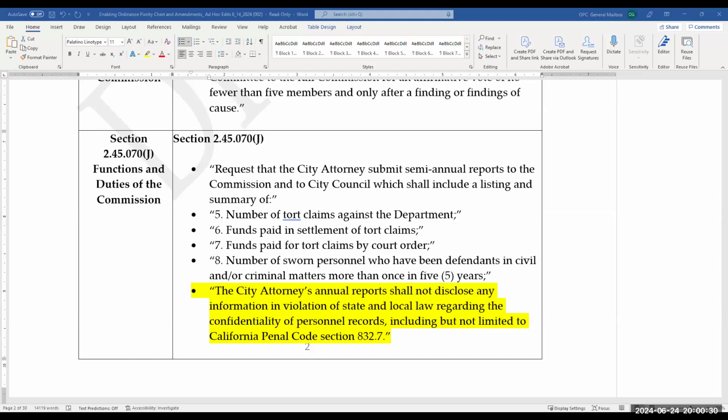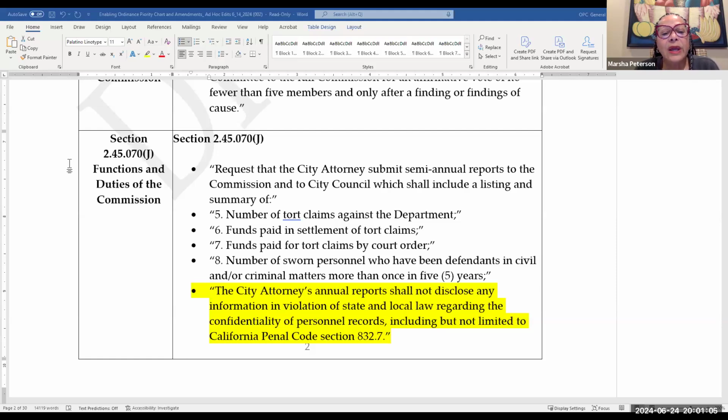Suppose it has nothing to do with police accountability. Suppose they're not on the job and they get into an automobile accident. Is that something that the police commission wants to know about? If they're being evicted from their premises, is that something the commission wants to know about? Would we be able to say number of sworn personnel who have been defendants in civil and or criminal matters within their department?